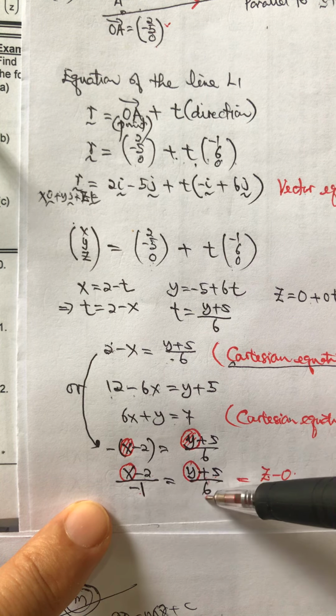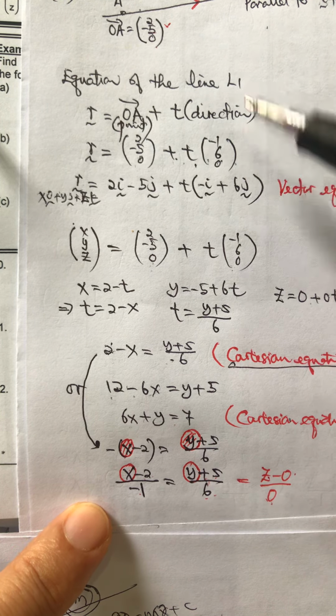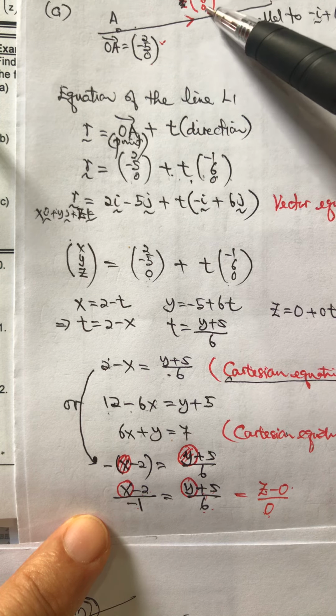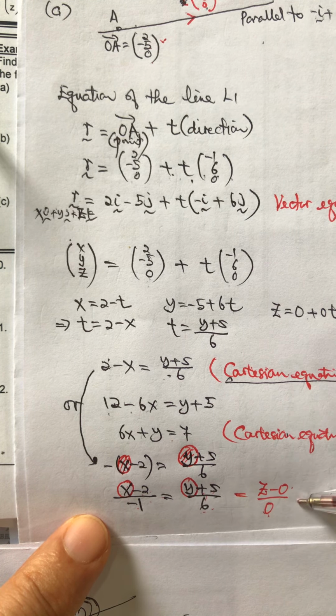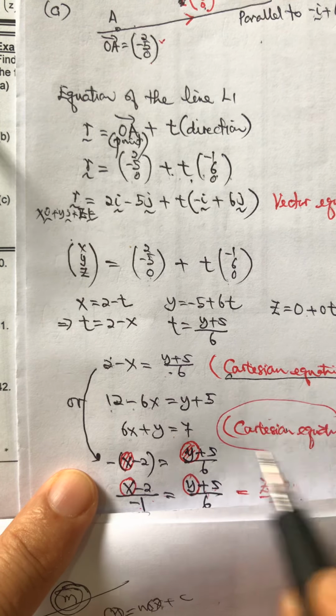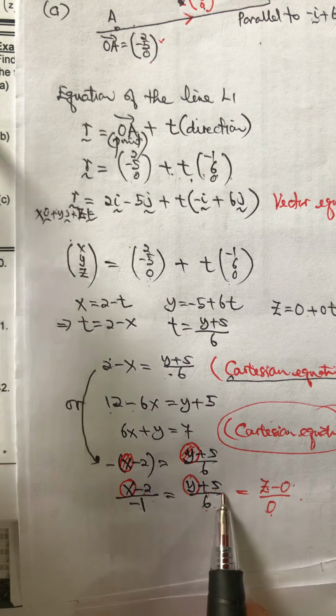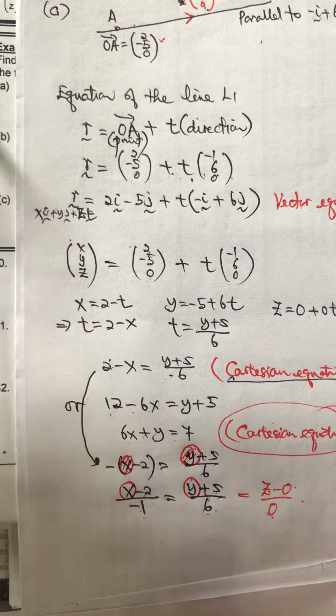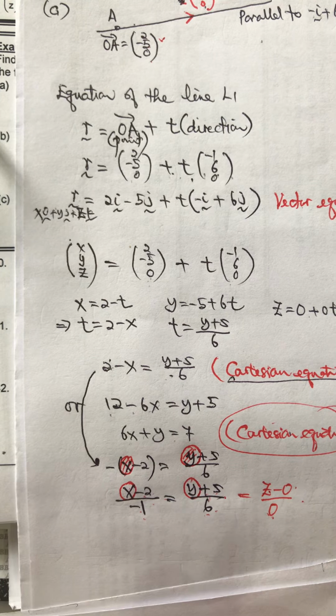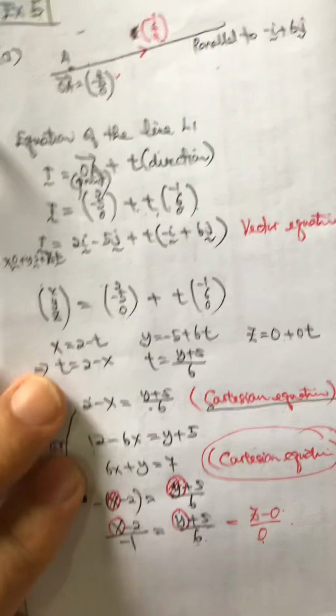And then what is the bottom one? The bottom one is the direction. You see, the direction is negative 1, 6, 0. So from the Cartesian equation, you can see the point and also the direction. Okay, I show you another one.